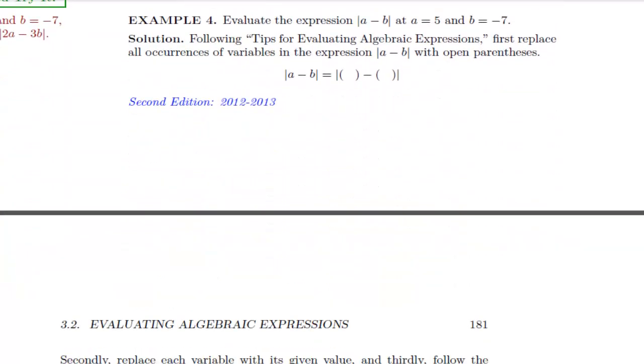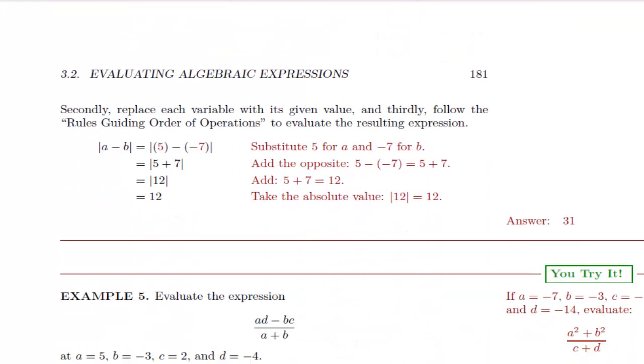Example 4. Evaluate the expression absolute value of a minus b at a equals 5 and b equals negative 7. Solution. Following tips for evaluating algebraic expressions. First, replace all occurrences of variables in the expression the absolute value of a minus b with open parentheses. Secondly, replace each variable with its given value. And thirdly, follow the rules guiding order of operations to evaluate the resulting expression. So if we replace a with 5 and b with negative 7, we get the absolute value of 5 minus a negative 7. Then we'll add the opposite, so 5 minus a negative 7 becomes 5 plus 7, and 5 plus 7 is 12, and the absolute value of 12 is 12.